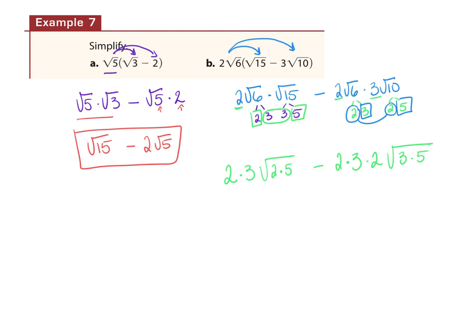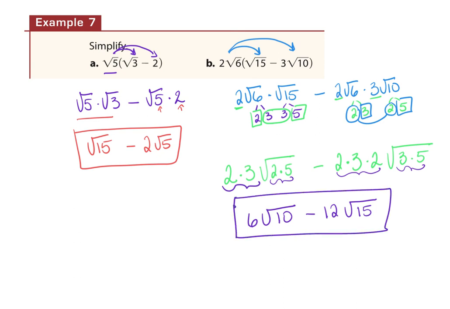So I'm just doing it piece by piece. What pairs up, what doesn't, what's outside, what's inside, etc. Once I've decided all of my numbers that are outside and all of my numbers that are inside, I'm just going to multiply them to simplify. So I'm going to say here 2 times 3, that's a 6. And then 2 times 5, that's 10. Here I have 2 times 3 times 2, that's 12. And then 3 times 5 is 15. And that is going to be my final answer here. I cannot simplify that anymore.